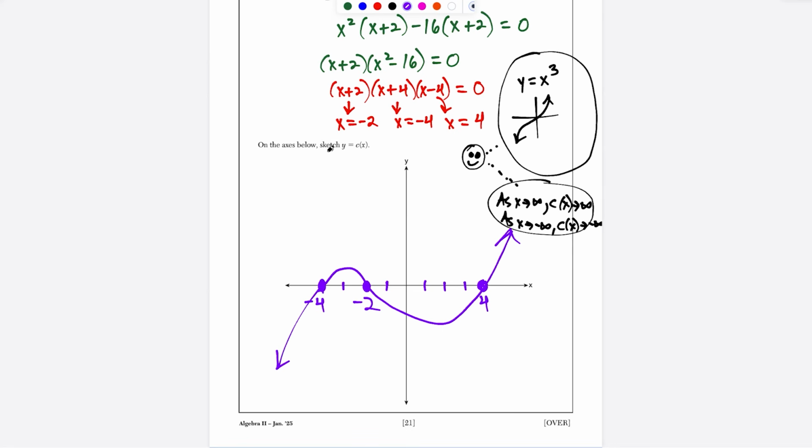And remember, they are saying just sketch. What they are looking for in your sketch is that your roots are accurate and that your end behavior is accurate and that you draw something smooth. Don't draw something that's zigzagging like this sharply. Make sure that you're drawing it in one motion and smooth.